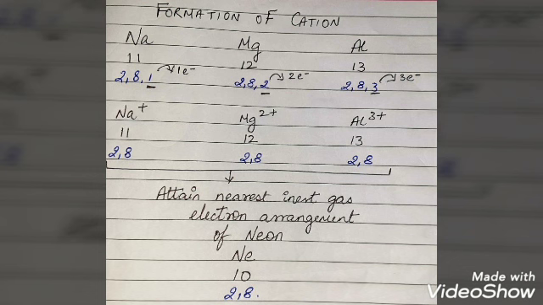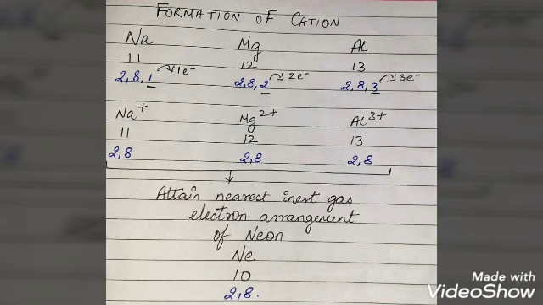Now, the metal atoms usually have 1, 2 or 3 electrons in the outermost shell, so we can say that the metal atoms lose electrons to form positively charged cations. For example, sodium having +1 charge, potassium having +1 charge, and magnesium having +2 charge.